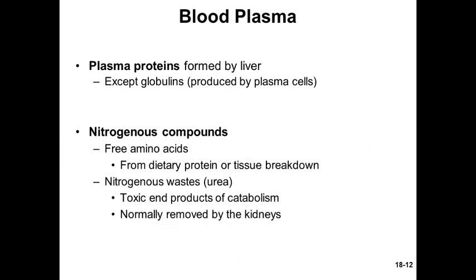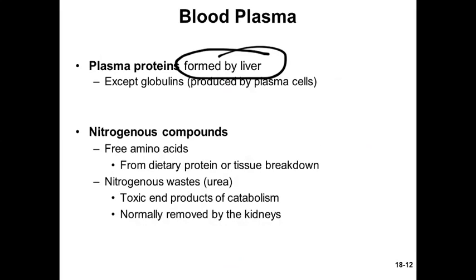All of the plasma proteins, except for the antibodies, are produced by the liver. So any sort of liver damage or liver problems can certainly contribute to blood protein issues as well.